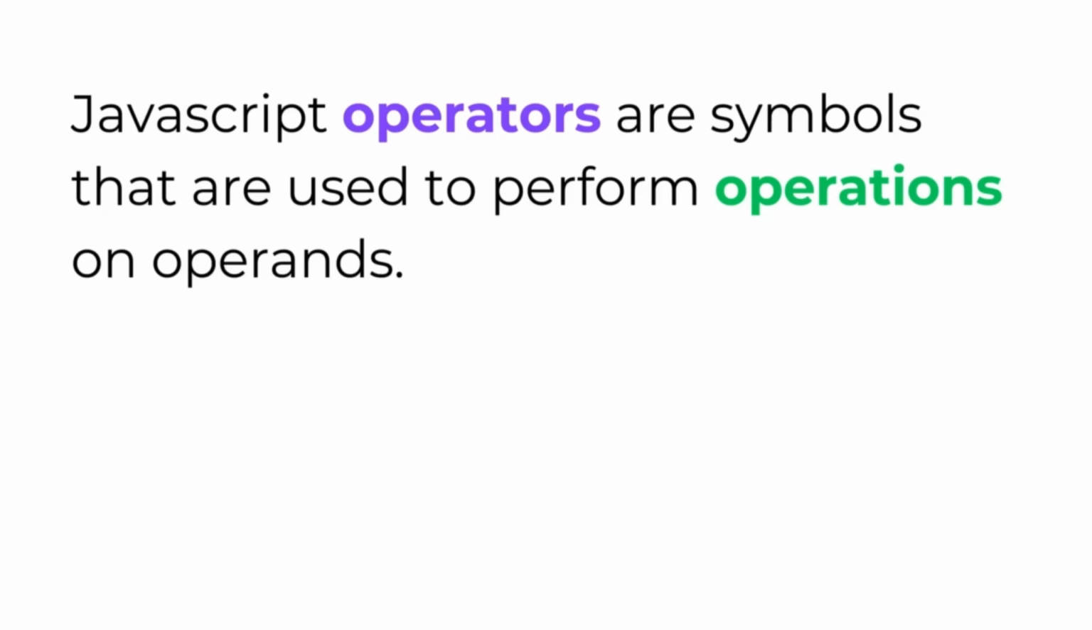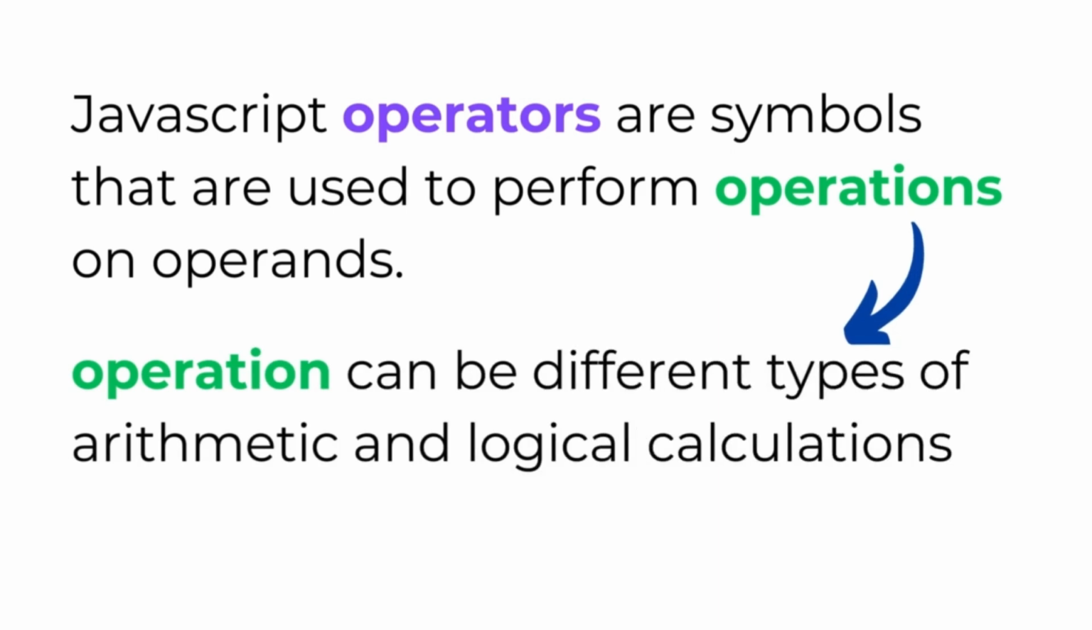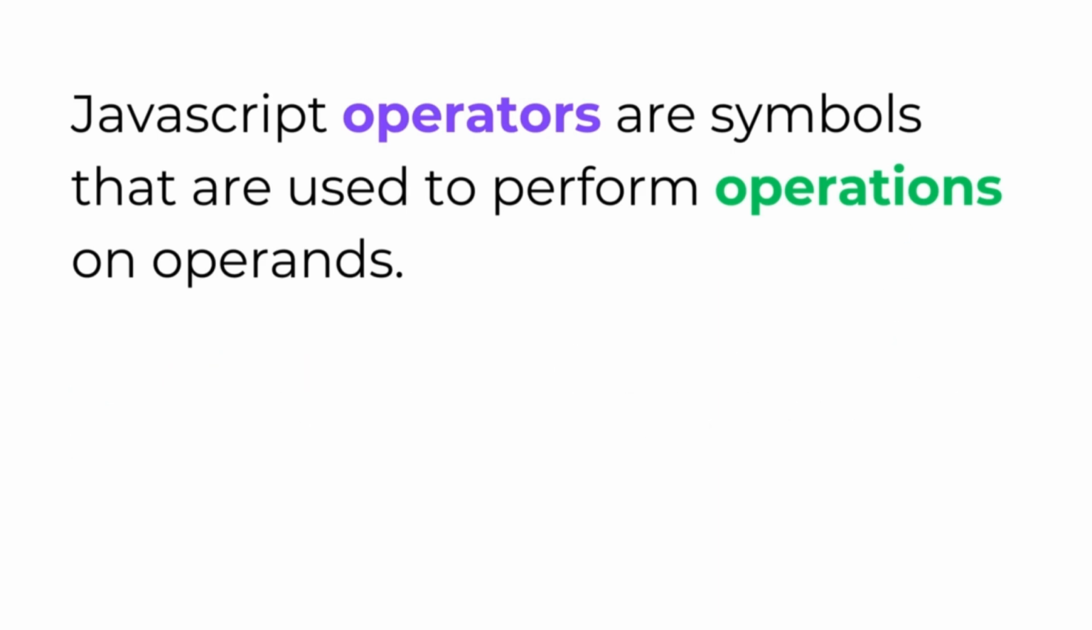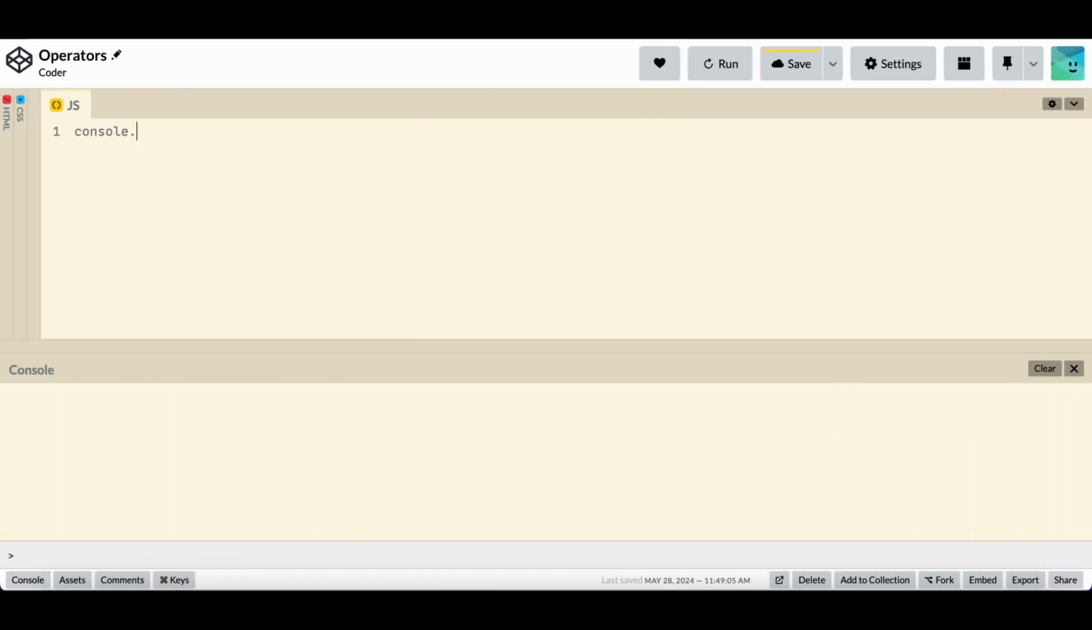JavaScript operators are symbols that are used to perform operations on operands. Operations can be different types of arithmetic and logical calculations, and operands are values and variables. So when we do 7 plus 3, here 7 and 3 are operands and plus is the operation, that is an addition operator. And 10 is the result of this operation.